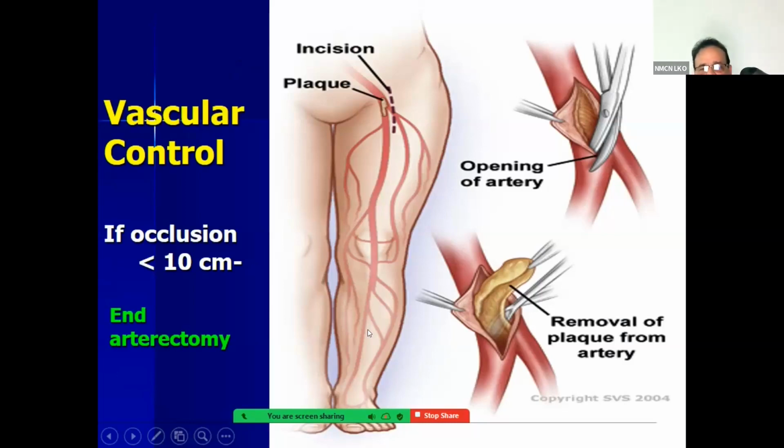And if occlusion is less than 10 centimeters, then one can go for endarterectomy also. What is endarterectomy? In this, the artery is opened and the plaque inside the artery is removed.